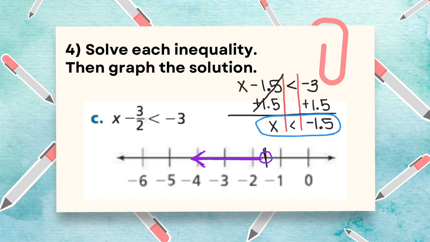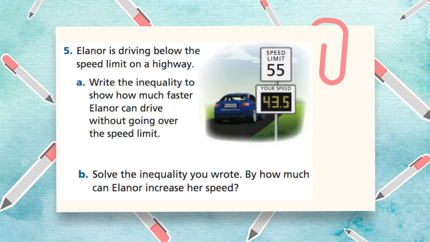Very. Yes. Okay. All right, let's slap a word problem into this. This is kind of where you were going with the challenge problem on Friday night's homework. So this might help us, if you made any mistakes on that, go back and check it out. All right, Eleanor is driving below the speed limit on a highway. We need to write the inequality to show how much faster Eleanor can drive without going over the speed limit.